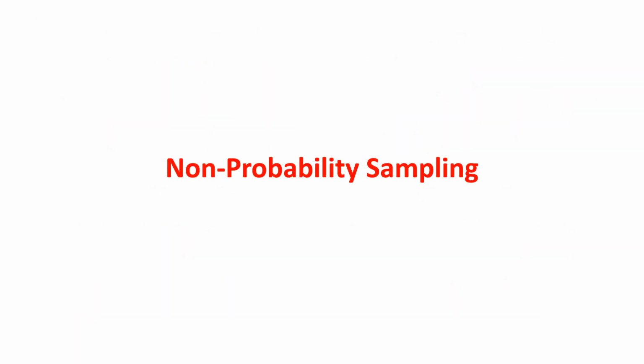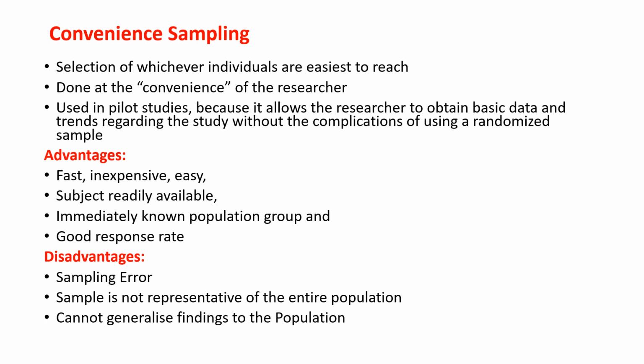Now let's have a look at non-probability sampling. The first one to discuss is convenience sampling, the selection of whichever individuals are easiest to reach. Supposing I am conducting a survey among medical undergrad students, and I call those students, girls or boys, with whom I am comfortable, and I have a one-to-one equation. Why? Because I feel it is convenient for me to gather the data. So it is done at the convenience of the researcher.